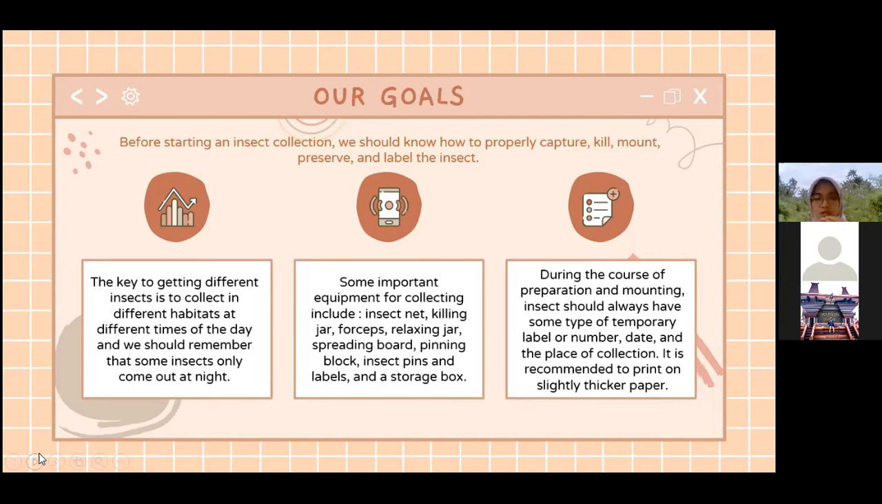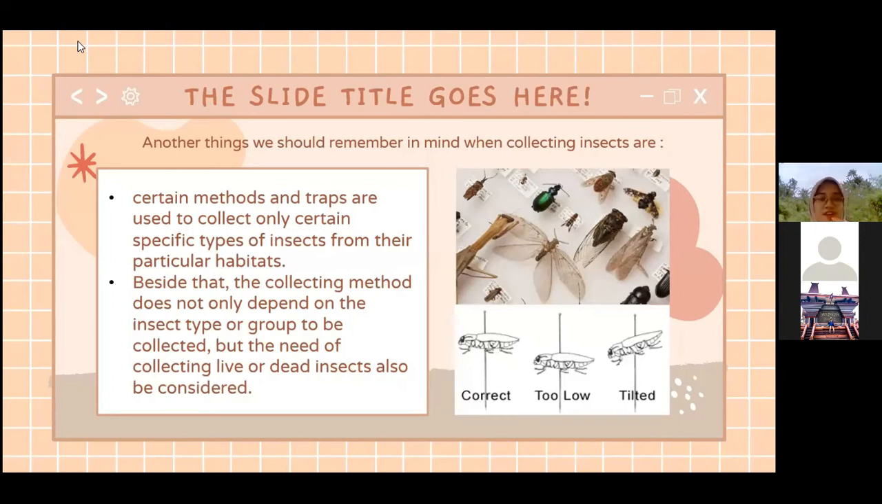The third thing is that during the course of preparation and mounting, insects should always have some type of temporary label or number, date, and the place of collection. It's recommended to print on slightly thicker paper. Another thing we should keep in mind when collecting insects is that certain methods and traps are used to collect only certain specific types of insects from their particular habitats. Besides that, the collecting method doesn't only depend on the insect type or group to be collected, but the need of collecting live or dead insects should also be considered.